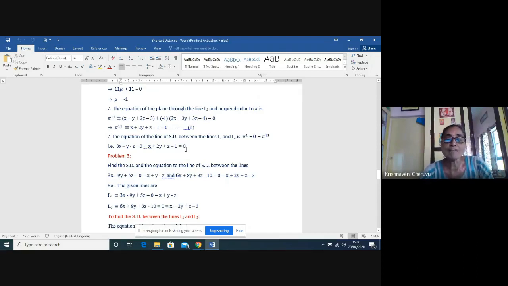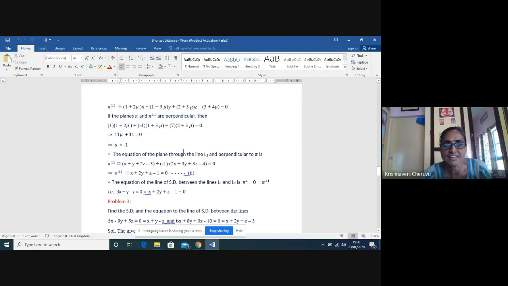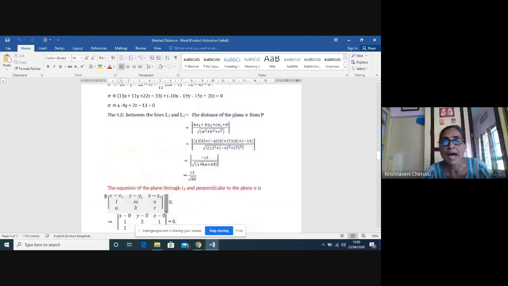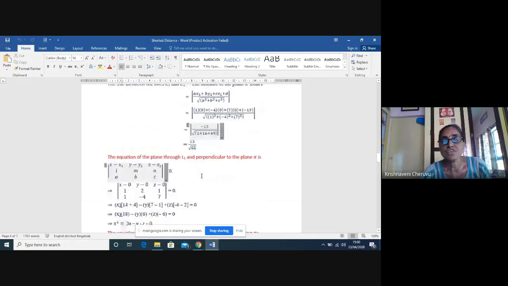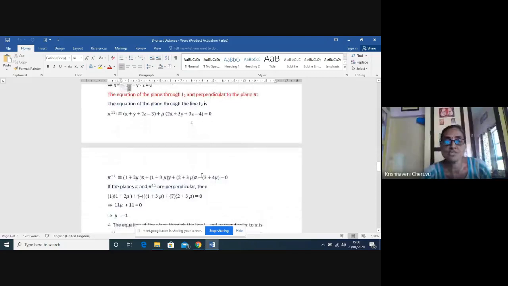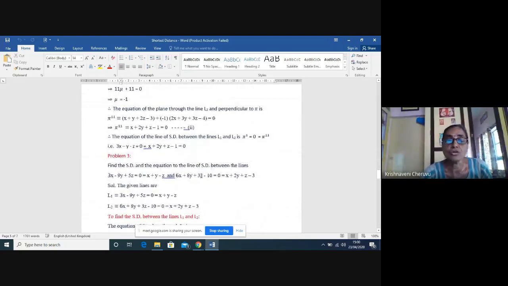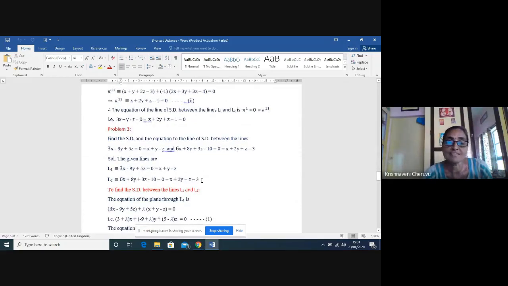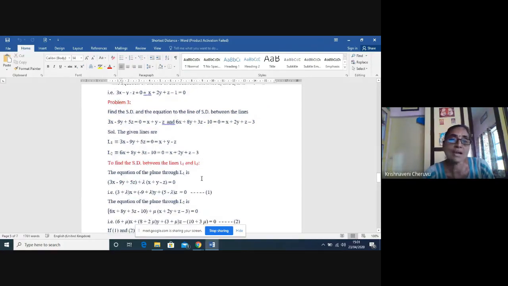This is how you have to find the shortest distance between two lines when one of them is in symmetric form and the other is in unsymmetric form, and also how you can find the equation of the line of shortest distance. Every step I highlighted, girls, what you have to do and how you have to do it. Please follow the steps carefully and try to do a problem of this model. Now we have finished two models: finding the shortest distance and the line of shortest distance when both lines are in symmetric form, and when one line is symmetric and one is unsymmetric.